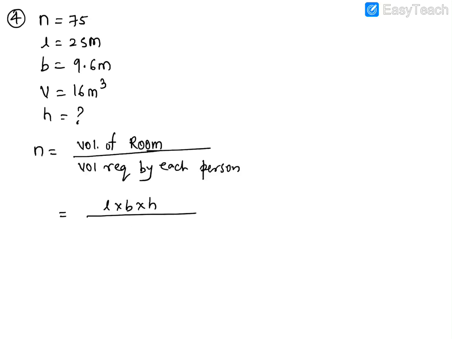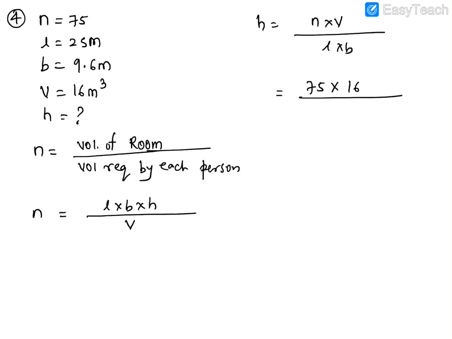I'll write it here first: V is the volume required by each person, and number of people is N. So now what is height equal to? If you cross multiply, you will get N into V divided by L into B. Now substitute: N is 75, volume is 16, length is 25 and breadth is 9.6. Now simplify: 25 ones are 25, 16 ones are 16, 6 3s are 3, 2s are 2, 5s are. So height is equal to 5 meter. That's the final answer.